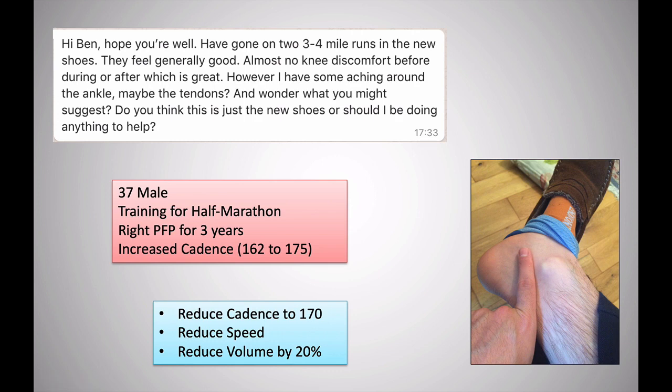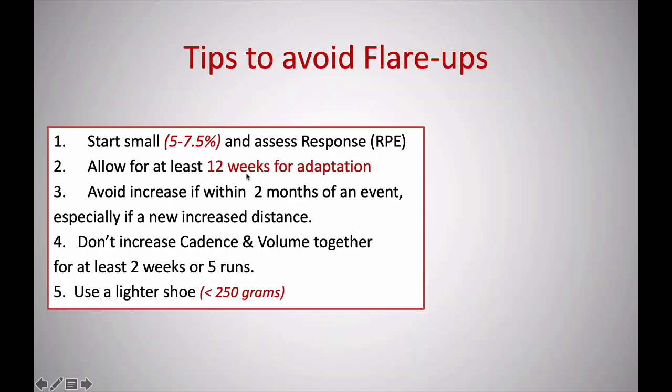So I'm going to share some tips which are very useful when you increase the cadence. First thing is, start small. Avoid jumping into 15%. Start from 5 to 7.5% when you're dealing with patients. Second thing is, allow at least 12 weeks. When you're increasing cadence, for example, from 162 to 170, don't change it every 2-3 weeks. I give them at least 3 months to adapt before they go to the next cycle. And try not to increase it within 2 months of an event, especially if they're going for a new event like a half marathon or a marathon. Best not to do it before an event.